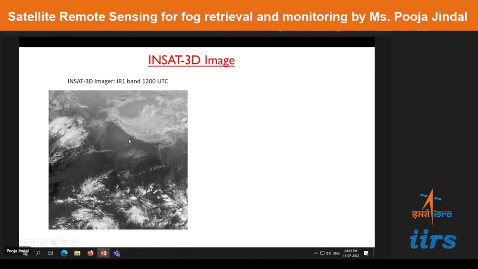So there will be small contrast of the fog top temperature with the land surface. This is the land surface, this is the fog. Visually we can see, but it's very difficult to distinguish the fog from the other features, especially the land feature, because the contrast is very poor.